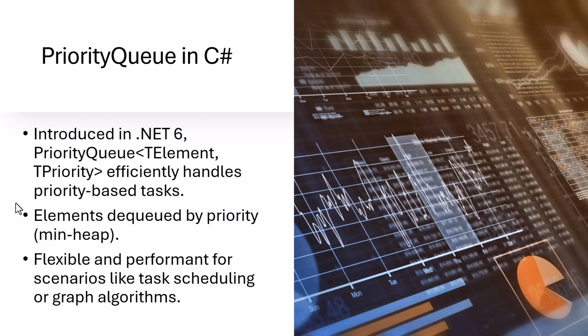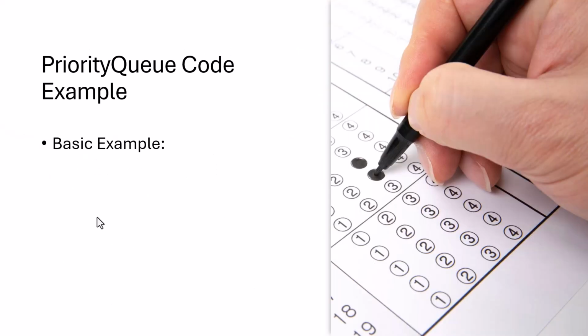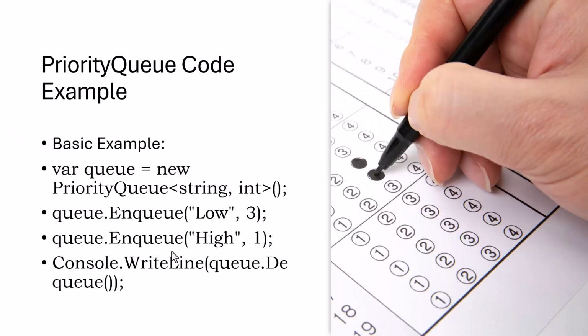Now, I just used the term min heap. It uses a min heap internally, which means that elements with the smallest priority value are dequeued first. High priority is first priority, but the priority rating is 1, so that is still the smallest value, and it will be dequeued first. So if we run this example, the first dequeue will give us 1, high. We'll see that in the example.